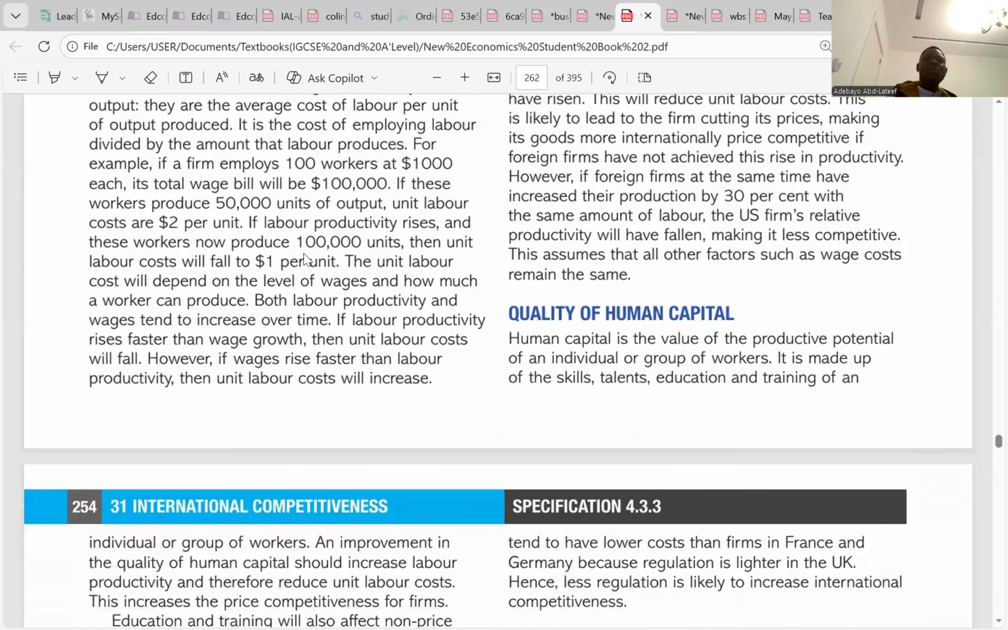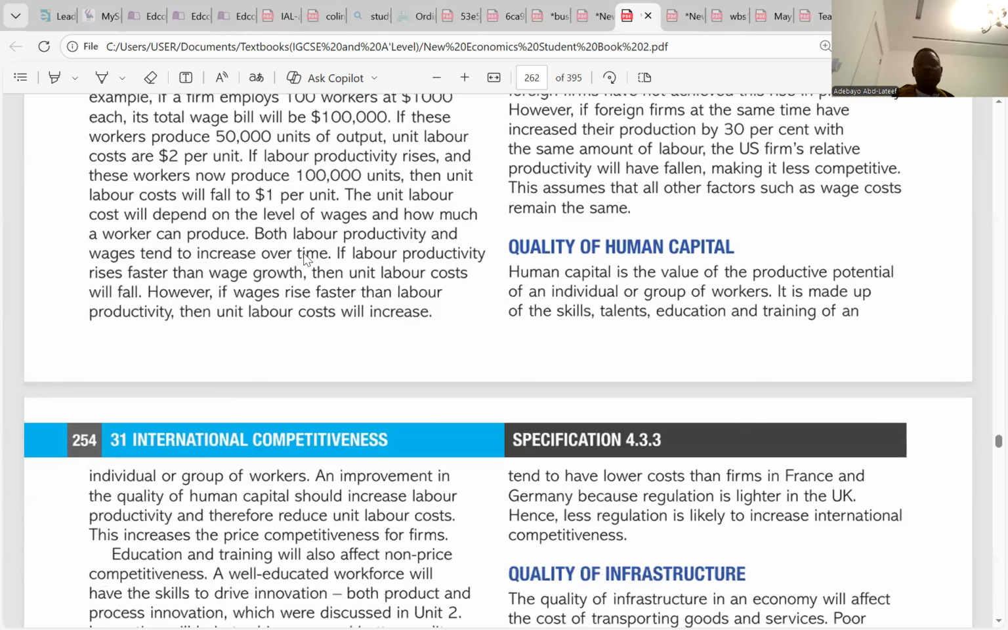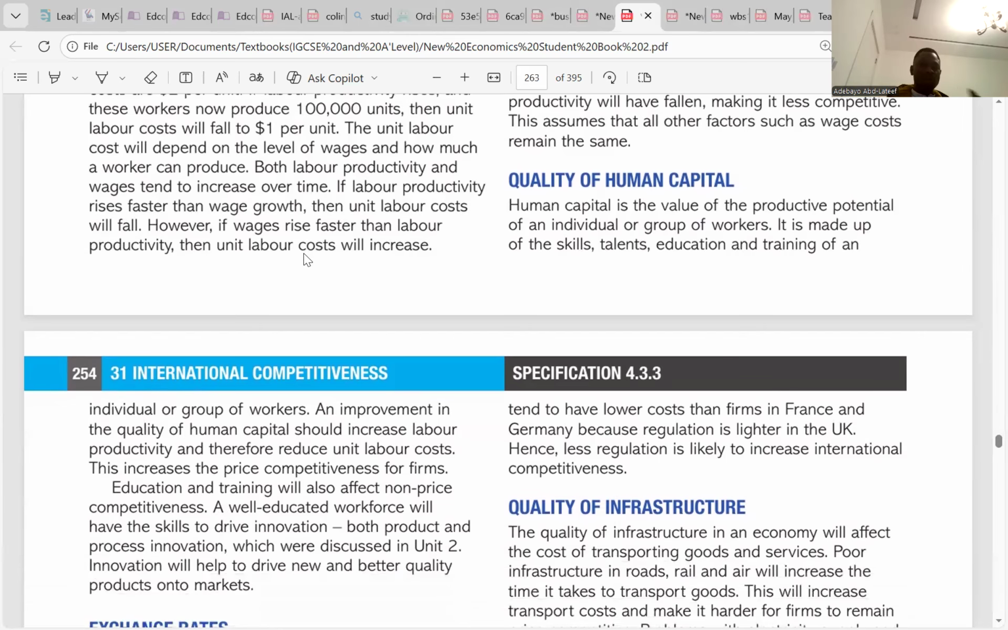The second factor is quality of human capital. And when we talk about human capital, we're simply talking about the value of workers. Human capital is the value of the productive potential of an individual or group of workers. It is made up of the skills, the talents, education, and training of an individual or group of workers. An improvement in the quality of human capital should increase labor productivity and therefore reduce unit labor cost.